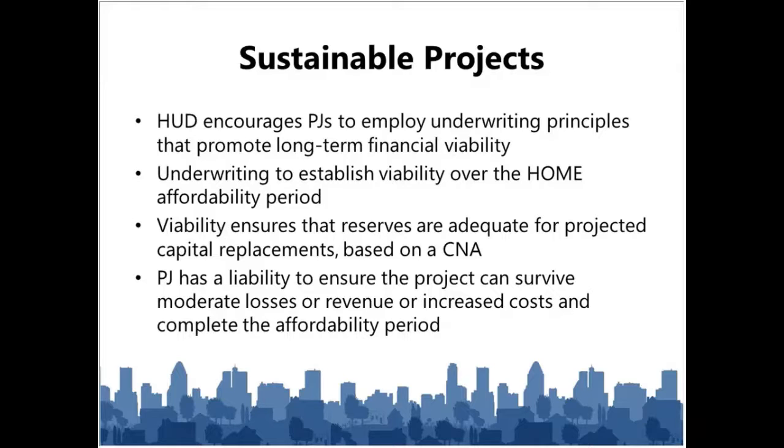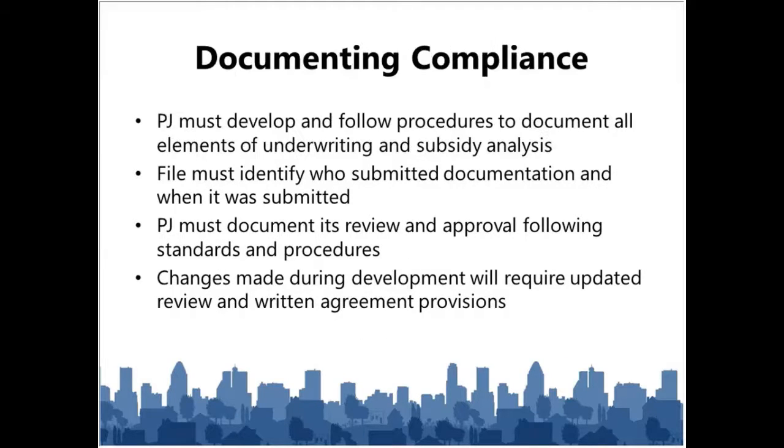The important point here is that the PJ itself has a liability. So for a rental housing project, if that project does not continue as affordable housing and complete its entire affordability period, then the HOME funds that were used for that project, because they will not have met the affordability requirement for that investment, would have to be repaid. And so the PJ has a liability, and that's why we really want to make sure that the underwriting was well done, so that we're very confident that it will be sustainable in the long run.